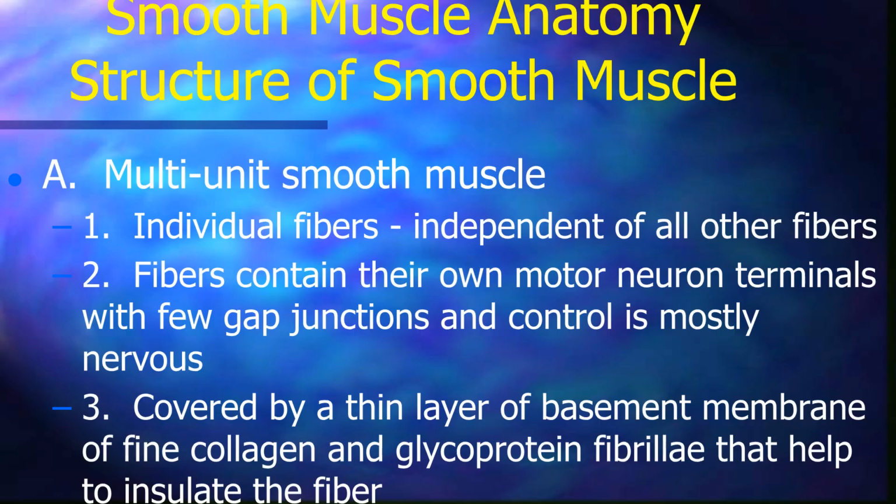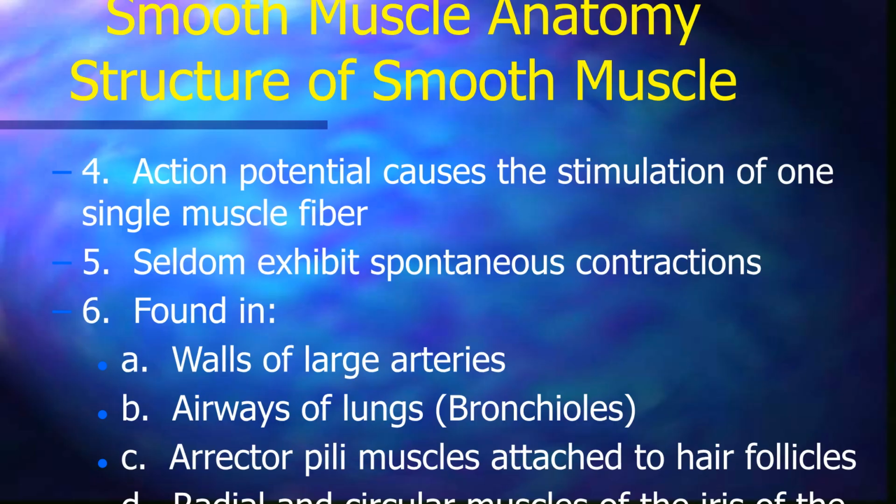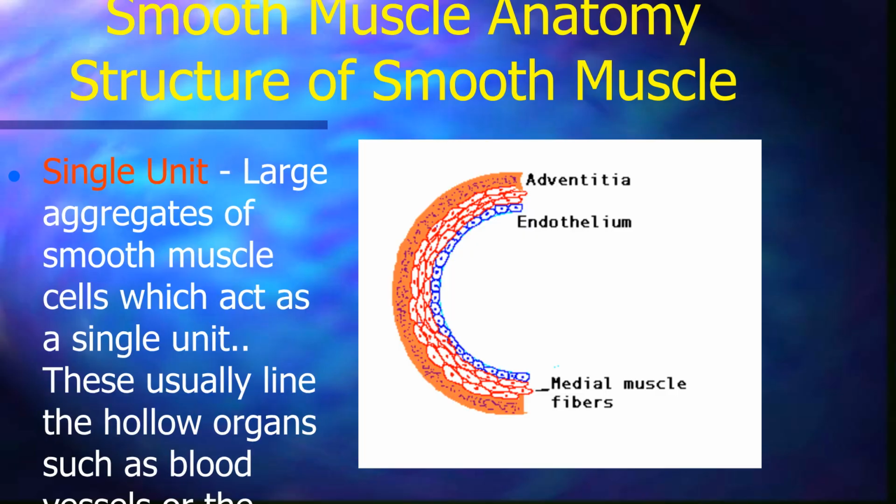They are found in the walls of large arteries, airways of the lungs, erector pili muscles, and the iris of the eye. Single-unit smooth muscle acts as a single unit and typically lines hollow organs such as blood vessels or the gastrointestinal tract. Single-unit or unitary smooth muscle is the most common type. It forms sheets or bundles of fibers that act as a single unit.